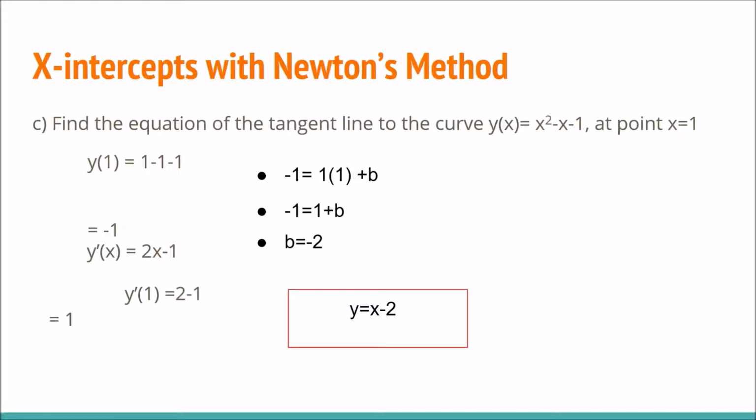First, we're finding the equation of the tangent line to x squared minus x minus 1 at x equaling 1. So we evaluate y of x at 1 and y prime of x to find the slope, and solve for the equation of the tangent line y equals mx plus b.